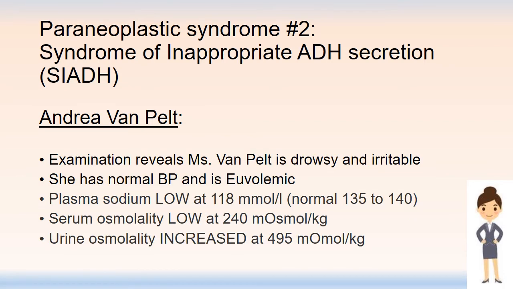Examination shows that Ms. Van Pelt is indeed drowsy and irritable. She does have a normal blood pressure. She is euvolemic. Her plasma sodium is low. It's 118. Her serum osmolality is also low. Her urine osmolality is increased.